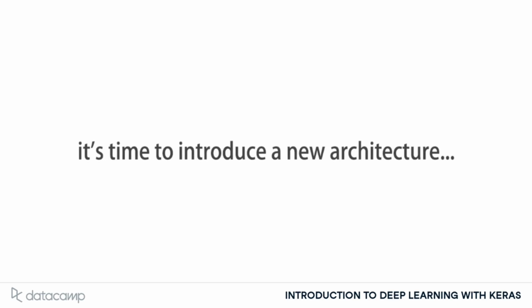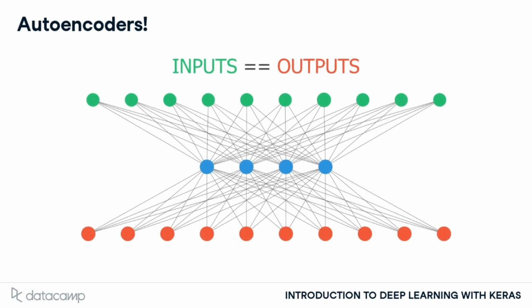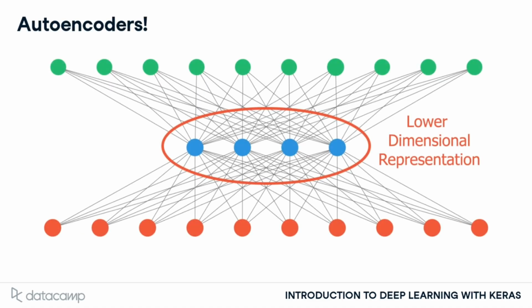It is time to introduce a new architecture, autoencoders. Autoencoders are models that aim at producing the same inputs as outputs. This task alone wouldn't be very useful, but since along the way we decrease the number of neurons, we are effectively making our network learn to compress its inputs into a smaller set of neurons.